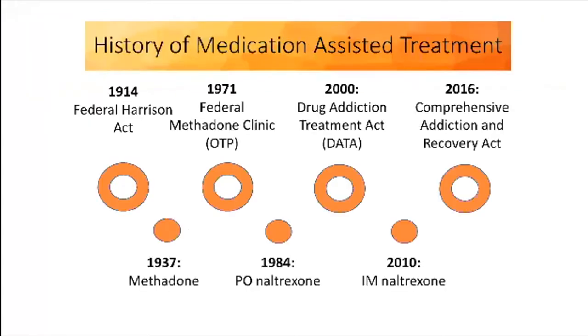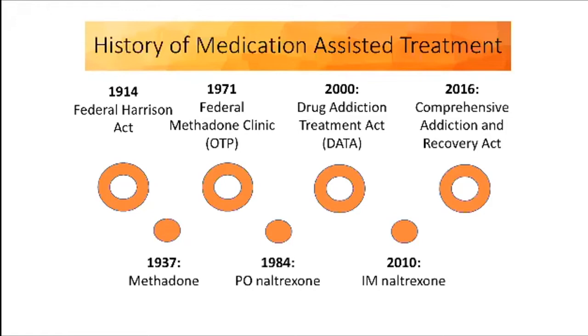So brief history here. In 1914, the Harrison Act was a federal act that made it illegal for physicians to prescribe opiates for opioid use disorder. Then in 1937, methadone was first developed and approved in Germany. And then in 1971, this was the first establishment of a federal methadone clinic, so what we refer to now as OTPs. 1984, naltrexone in PO, so by mouth form, was FDA approved for the treatment of opioid use disorder.